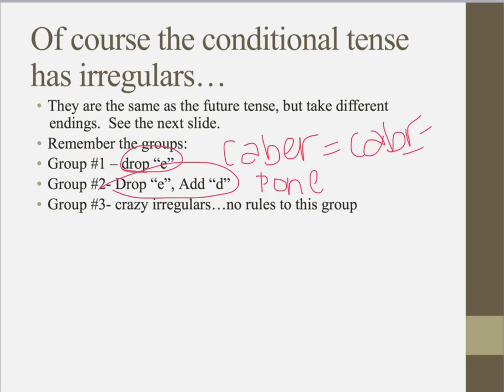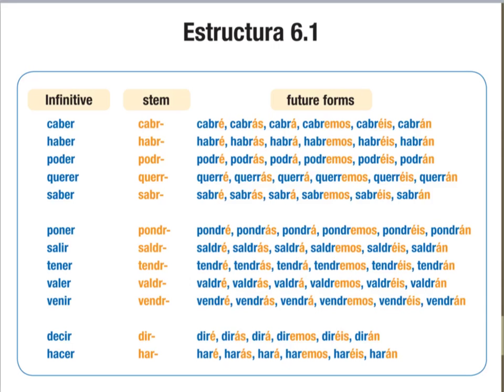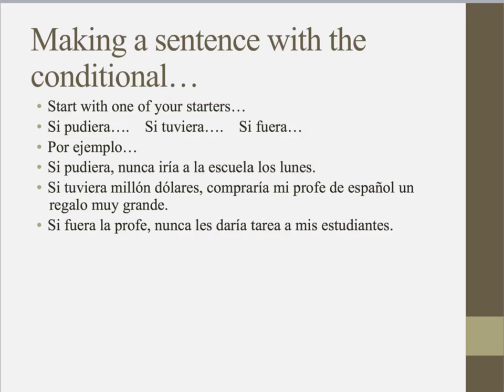Poner happens to be in that group, so we drop the E, and we add a D in its place. And then we have the crazy irregulars. There's only two verbs in that group, and those don't follow any of the rules. So this is the slide that has those irregulars. Here's group 1, group 2, and group 3. And as you can see, these have the future tense endings on them, so you don't need to write out the whole thing. Just the stem and the infinitive is what would be helpful for you.